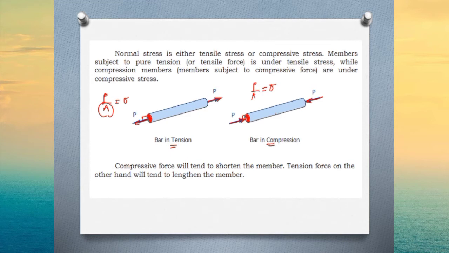Now, for the compressive force, this will tend to shorten the member. So, kapag siya ay undergoing compression, yung tendency ay iiksi yung member. And that will be computed sa chapter 2 natin, sa deformation. And the tension force, on the other hand, will tend to lengthen the member. So pag hinatak siya, ibig sabihin hahaba yung member. And of course, that will also be computed in our chapter 2.